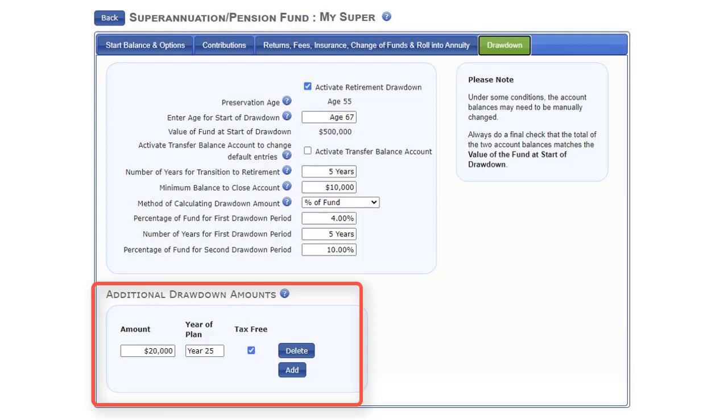In addition, he can withdraw additional drawdown amounts. These are added to the main method of drawdown. There is a special rule for this drawdown. While all other drawdowns cannot be activated until you are in the retirement phase of the plan and you have reached your preservation age, these amounts can be withdrawn at any time. This was introduced for those who wanted to access an early release of funds during COVID. However, you need to ensure that you're entitled to take the early release of funds.